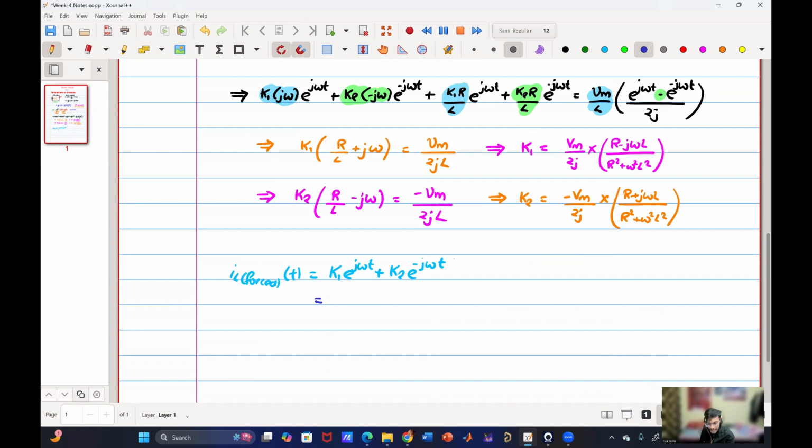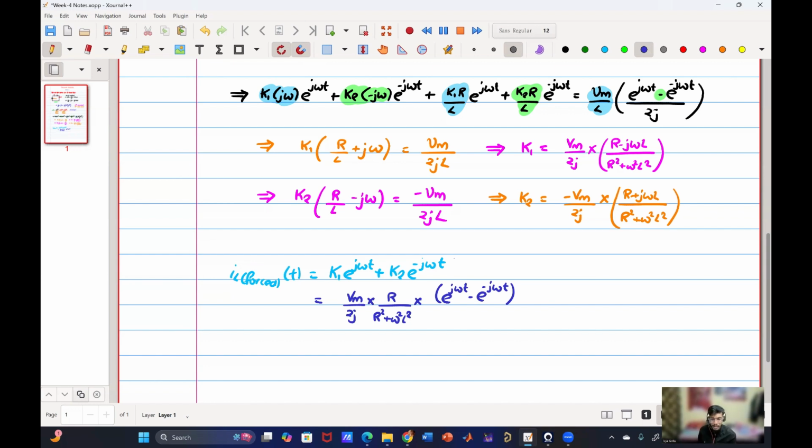So once you multiply k1 into e to the power j omega t, let us segregate r by r square plus omega square L square. Okay, so first of all, take this common. Vm by 2j you take common, and then you will write r by r square plus omega square L square. You take this also common. Then what you will be getting? You will get e to the power j omega t minus e to the power minus j omega t, right? Agree?